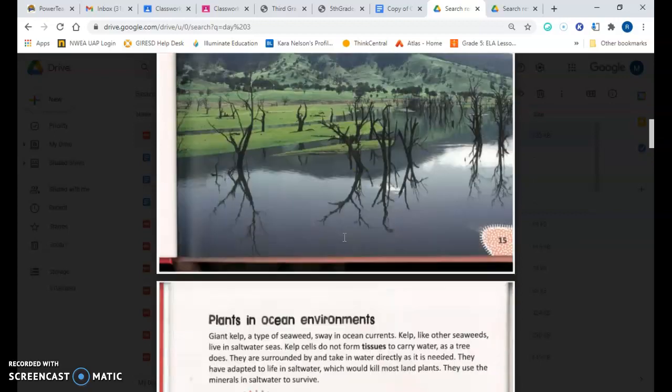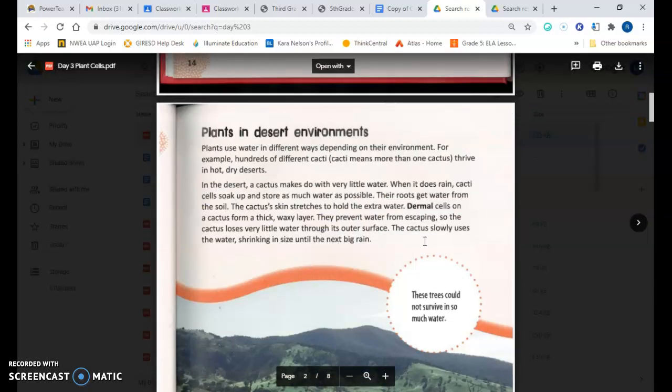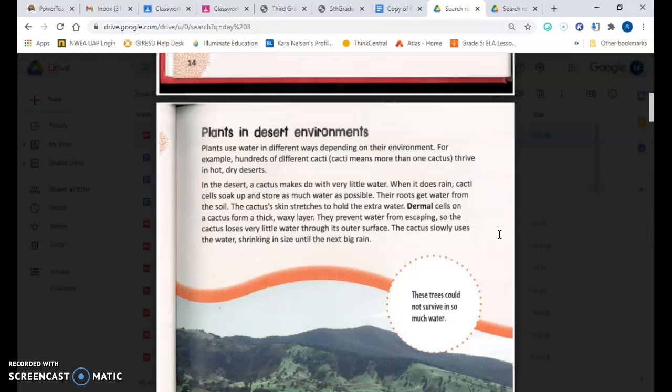All right. So going back up to this paragraph, though, I do have one more question for you. What do plants in very dry climates do for water? Try to describe that.